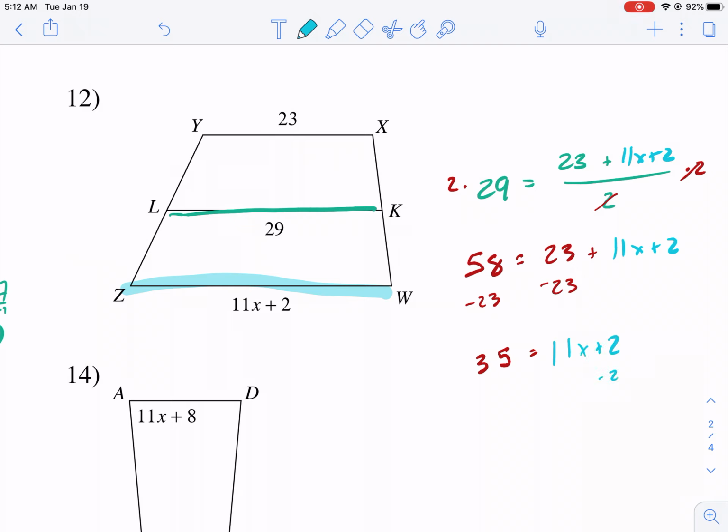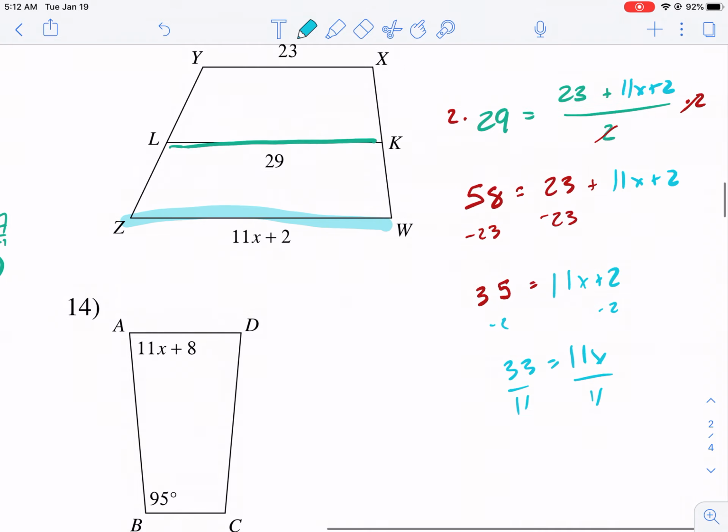So we have 35 equals 11x plus 2. We're going to subtract 2 from both sides. We get 33 equals 11x. We're looking good at this point. Divide by 11, divided by 11. We get x equals 3. Okay, so x equals 3.